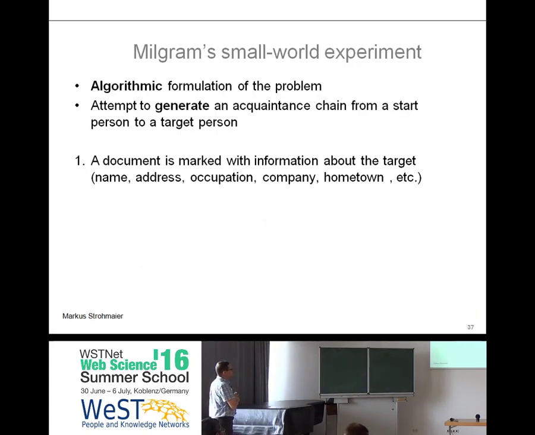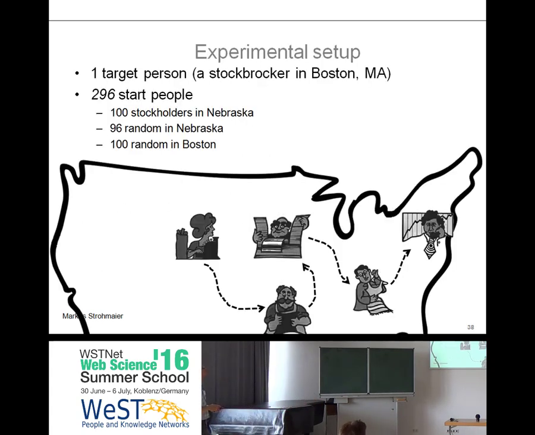What Milgram did was he selected just one target person, a stockbroker in Boston. He called this person the target person. This was the person that others had to find. And then he came up with three starting groups. Let's see whether I have the actual setup here. Yes, 100 random people from the same city, Boston; 96 random people in Nebraska, which was kind of far removed from Boston; and then 100 stockholders in Nebraska, where the idea was that maybe stockholders find a shorter path because they had a deeper understanding of the profession that the target was in.